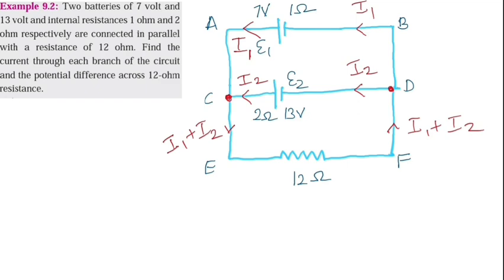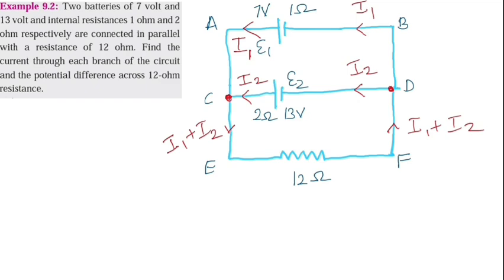So first of all, what we are going to find is simple: I1 I am going to find, I2 I am going to find, and I1 plus I2 I am going to find. Is this clear? So my main aim in the question is to find I1, I2 and I1 plus I2.